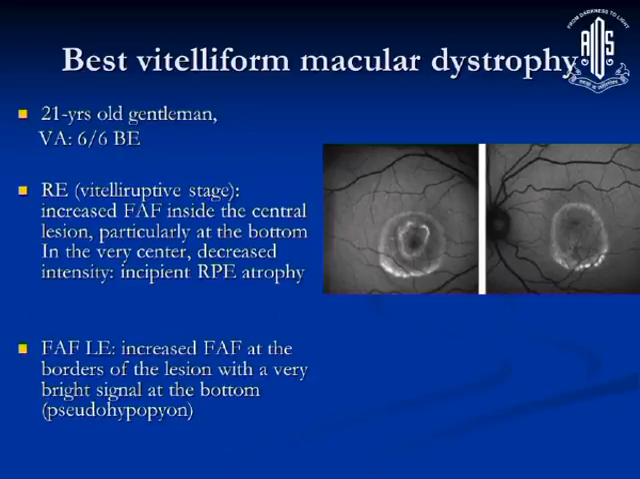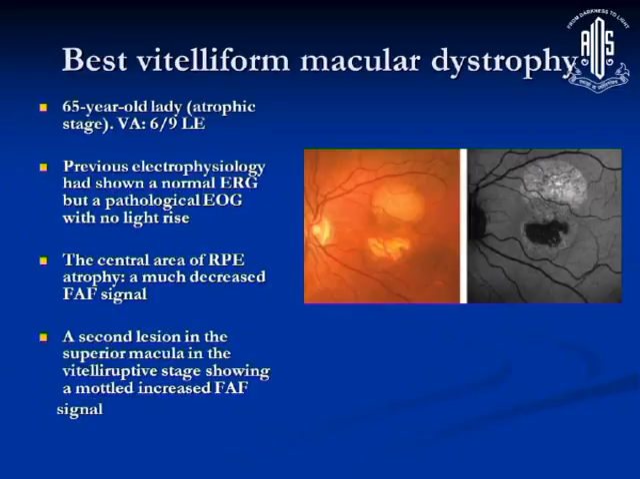A 21-year-old gentleman, again Best macular dystrophy. The right eye shows the vitelliruptive stage, where there's increased autofluorescence inside the central lesion, particularly at the bottom. And at the very center, there's decreased intensity, which suggests that there's incipient RPE atrophy here. Now, in the left eye, there's increased FAF at the borders of the lesion with a very bright signal at the bottom. The border is autofluorescent, with a supposed pseudo-hypopyon at the bottom.